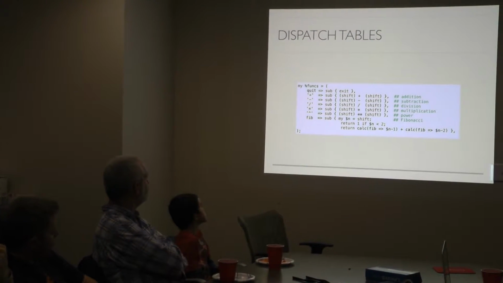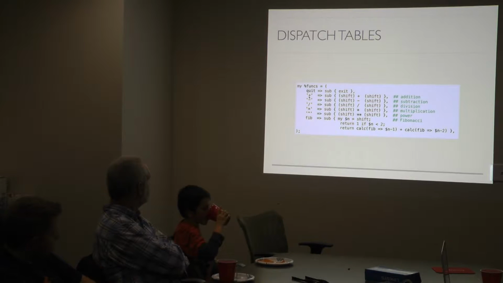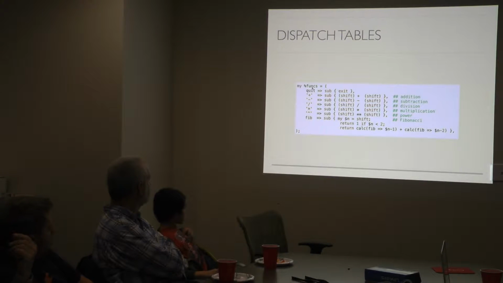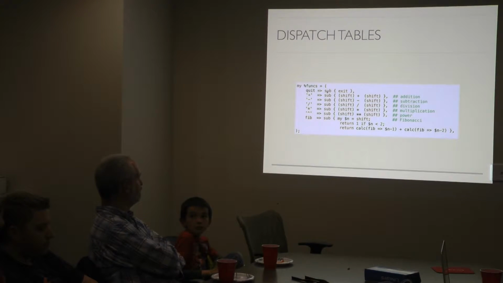We define a hash called my funcs or functions, whatever. And its key is the function we want to do. So in this case, we have quit, we have the plus symbol, we have the minus. I even added a Fibonacci here. And its value is a subroutine. So when you dereference the hash value, or what is that called, Ryan? Where you give the hash its key and it returns the value. The value is, gentlemen, a subroutine reference. So what does this look like?